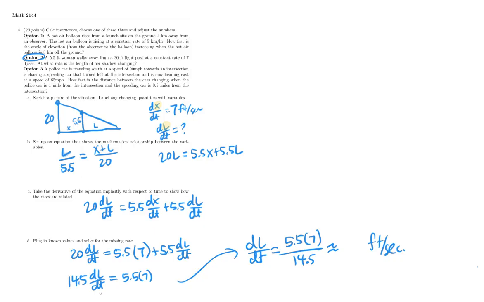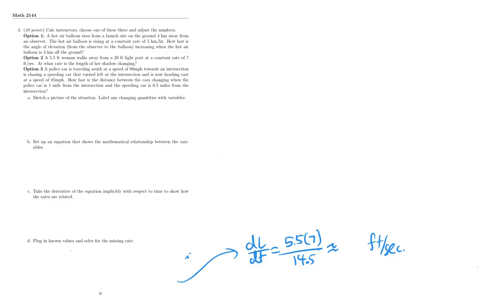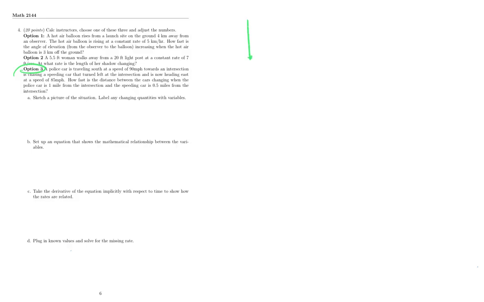All right, let's do one more. So this is the third related rate problem that could have appeared. We'll do it in green. It says a police car is traveling south at a speed of 90 miles per hour towards an intersection. So a police car is going this way, and is chasing a speeding car that has turned left at the intersection. So the car is going this way.